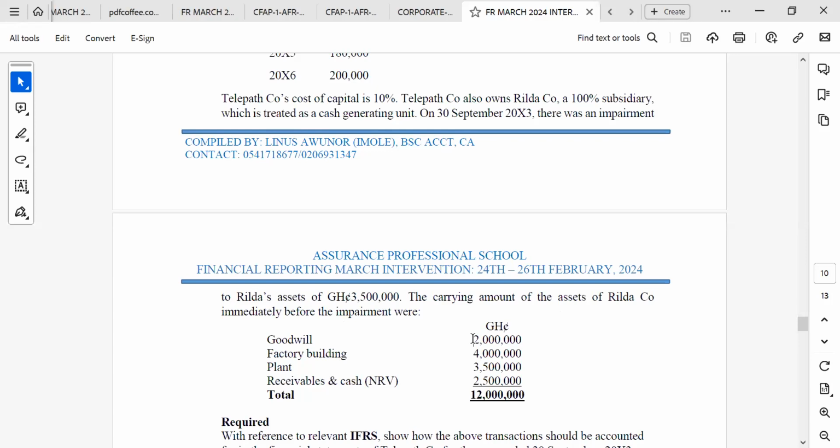So what you do is that, the impairment of the three, you see this one, they haven't given you the recoverable amount. They have given you the impairment directly. It means that the recoverable amount is the 12 million minus the 3.5. That was how they have gotten the impairment. So how do you share impairment to a cash generating unit? How is impairment loss shared to a cash generating unit?